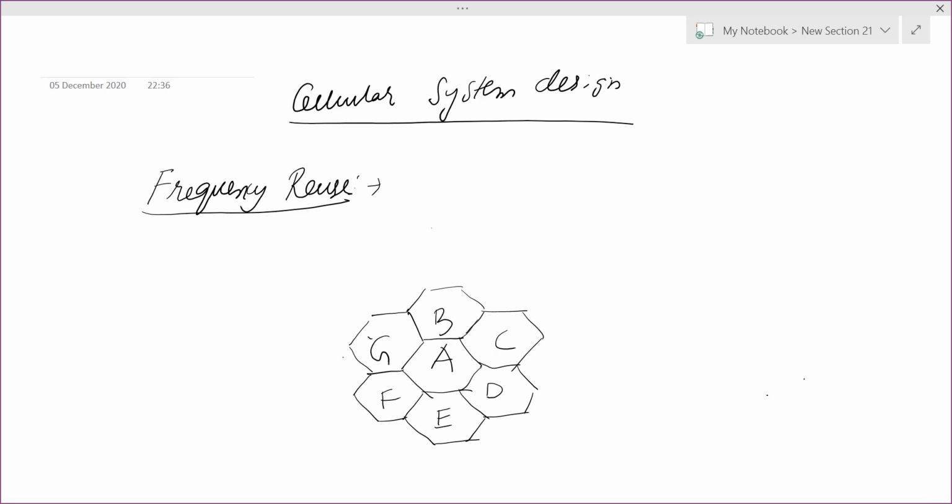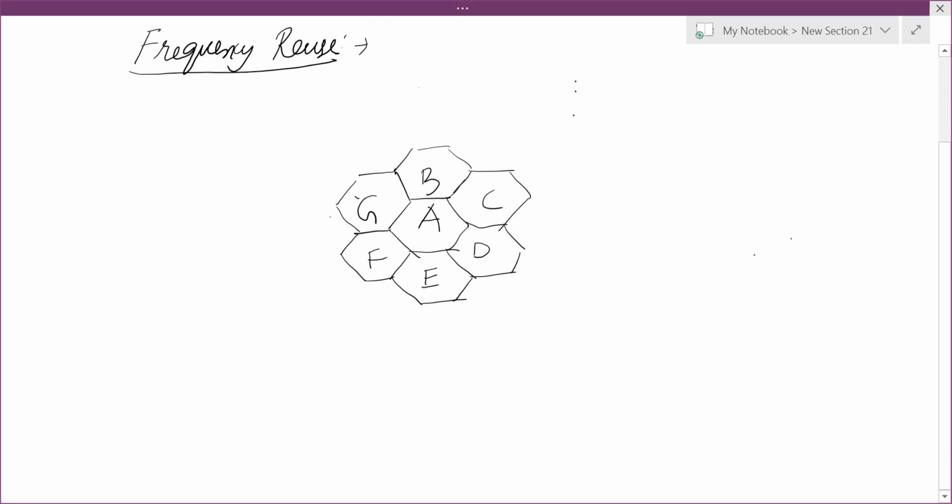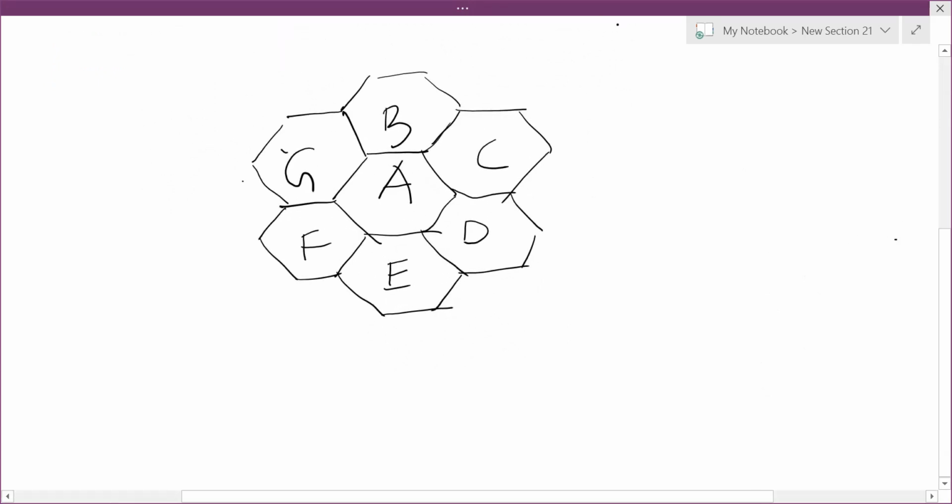Okay. Now what I will do is I will now reuse the frequency. Now I should do it in such a way that the two cells using the same frequency should be farther away.